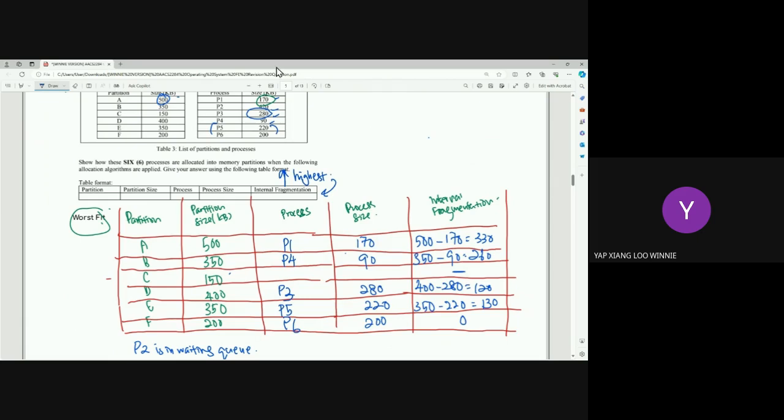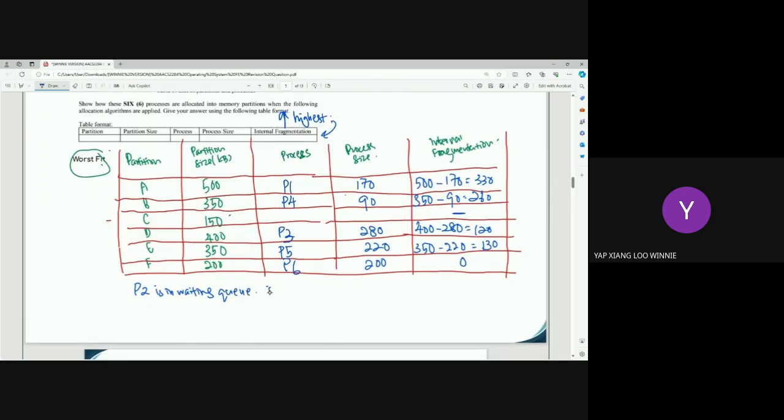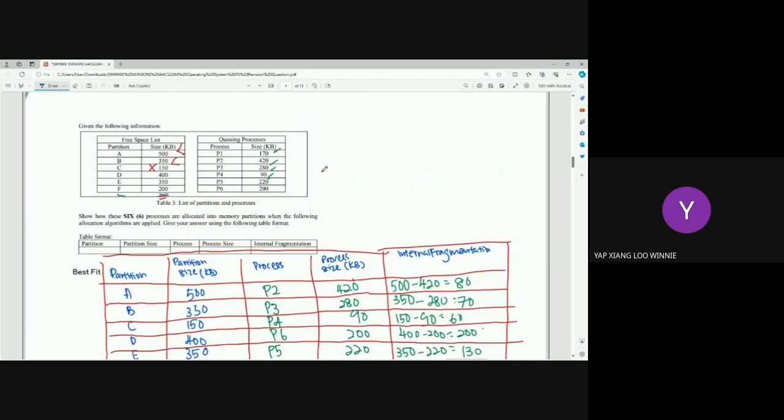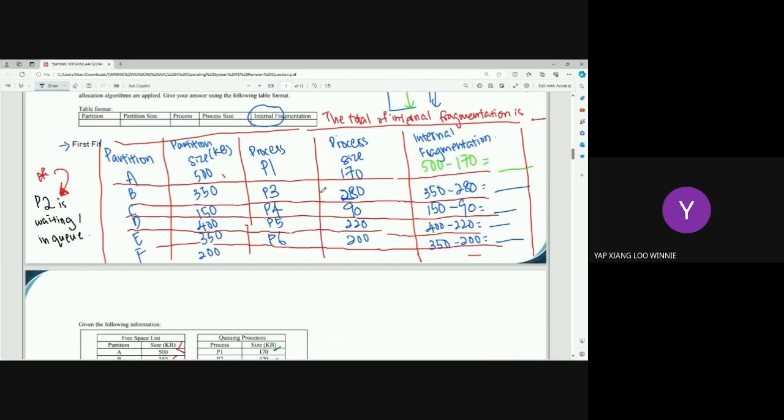Okay, with that being said, you can say over here the total internal fragmentation is something. How do you get this? You sum it here. But you have to make sure you write that process 2 is in the waiting queue. So that's all for first fit, best fit, and worst fit. I think this is among all the easiest.